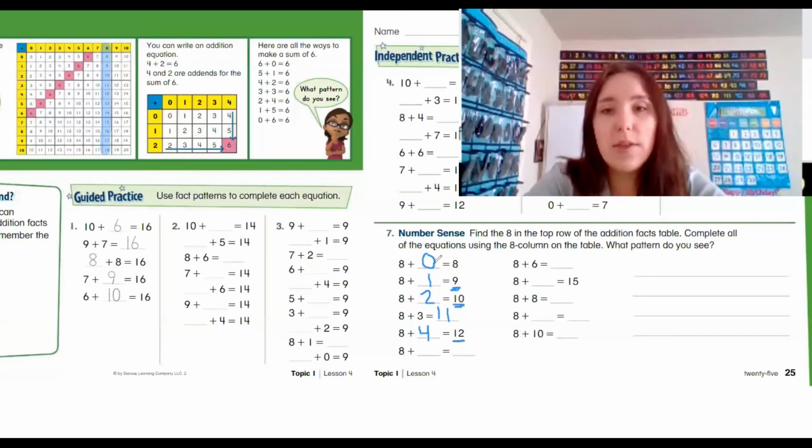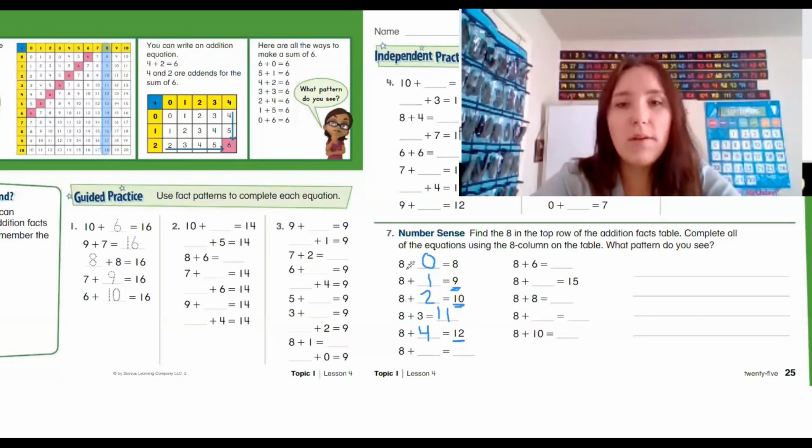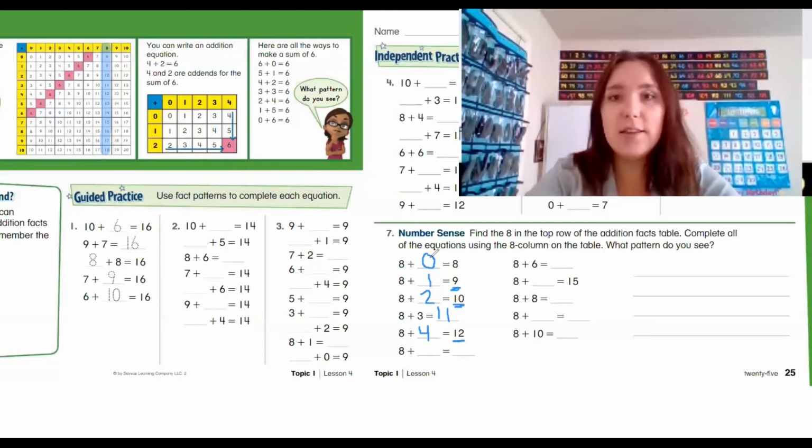Okay, notice how this one has the second addend and the sum empty. Here's what they want us to do. We know our first addend is 8, but do you guys see where it says the second addends? They're going 0, 1, 2, 3, 4. What comes next? 5. So go ahead and put a 5 here for our second addend.